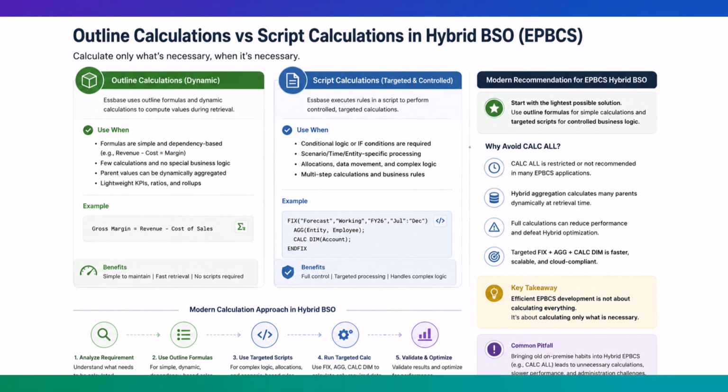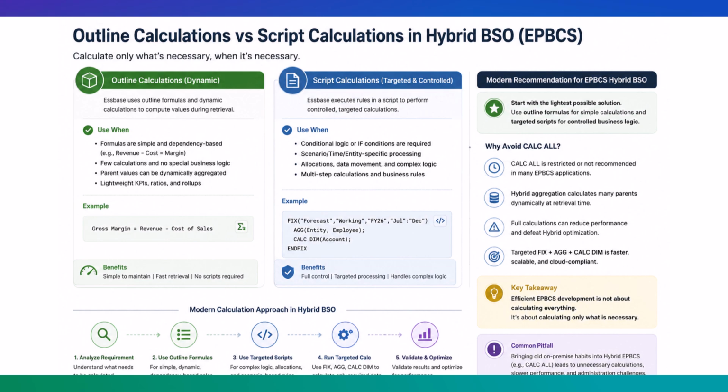In traditional Essbase BSO systems, developers commonly use the CALC ALL command. Essbase would walk through the entire outline, calculate every stored member, aggregate all the dimensions, and store the result physically in the cube. For older on-premise applications, this worked well. But hybrid BSO in EPBCS changes the calculation strategy completely.